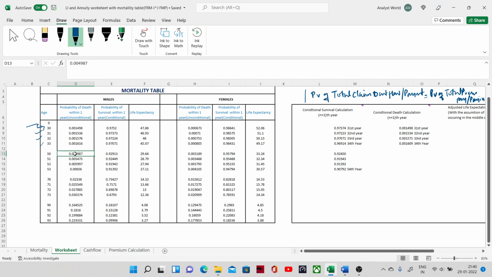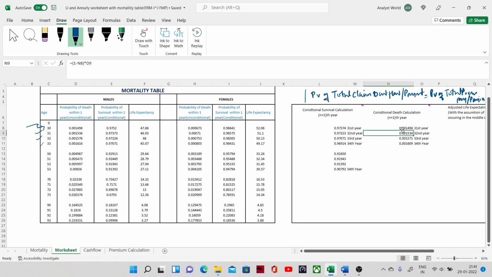See where my cursor is hovering down. But once he has taken out the policy, now it becomes conditional. Once the policy is being taken out, thereafter the probability of death becomes a conditional thing as far as the insurance company is concerned, right? So what is the logic? The logic is that the first year we know that there is an unconditional probability of death.